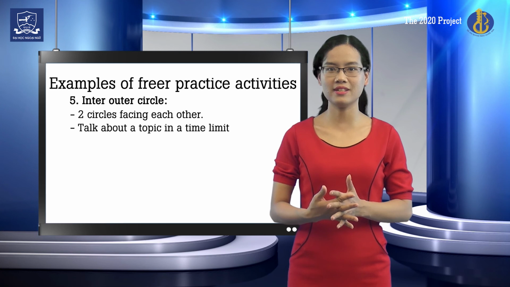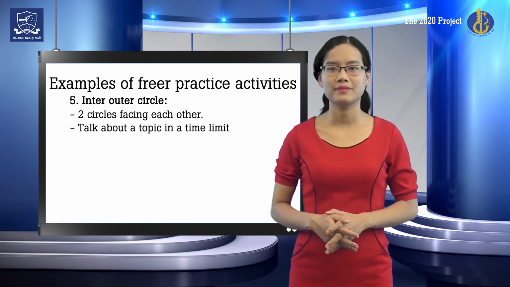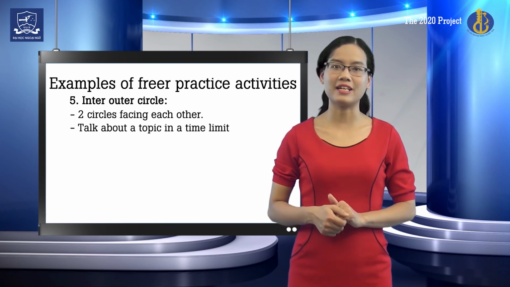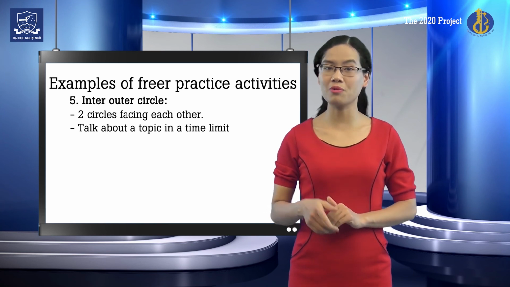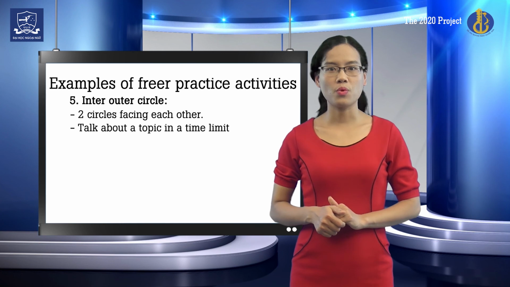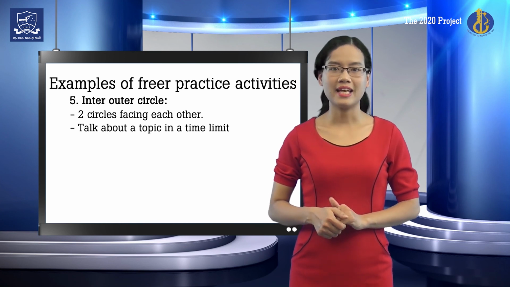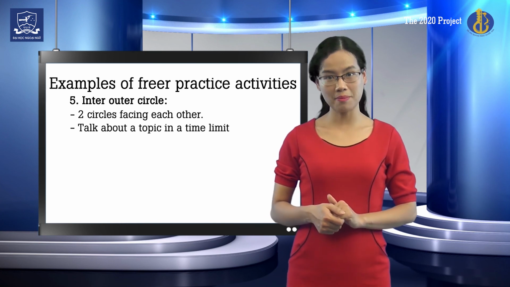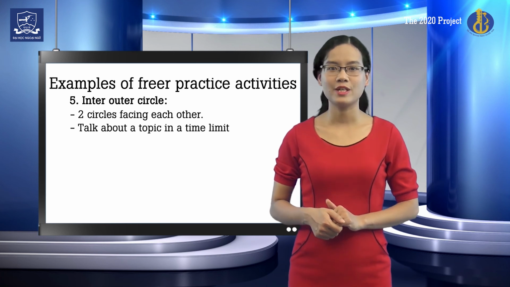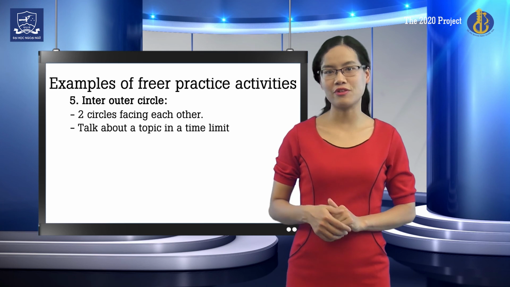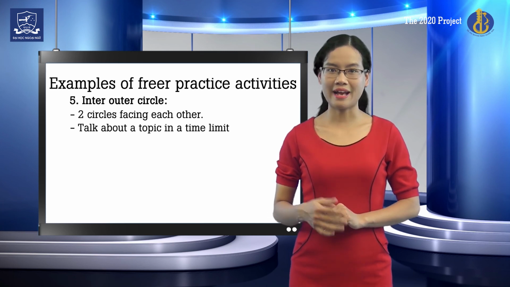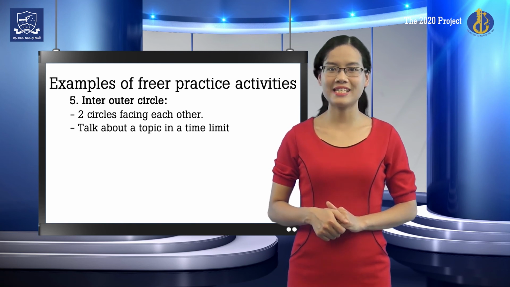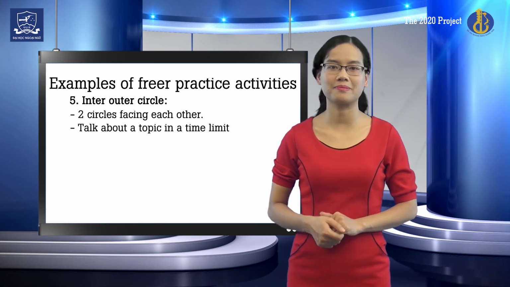For example, 1 minute or 30 seconds. After the time interval is complete, then the students in the outer circle rotate to the right with a new partner, and then you call out a new topic or a question for them to discuss for this time. Just continue for another 3 or so rounds. Now, let's watch a video to see how the activity works.